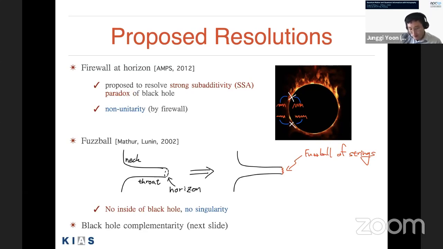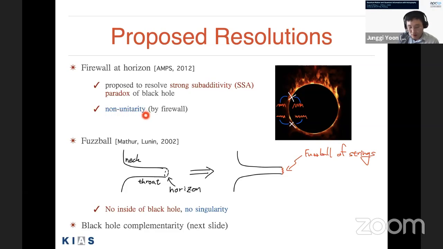This is not a talk about SSA. In a word, this paradox is related to the monogamy of entanglement entropy. To resolve this paradox, AMPS, which is Almheiri, Marolf, Polchinski, and Sully, proposed a firewall. The purpose of this firewall is to break the entanglement between these Hawking pairs, so that it resolves the strong subadditivity paradox. So this firewall breaks the entanglement entropy by hand.